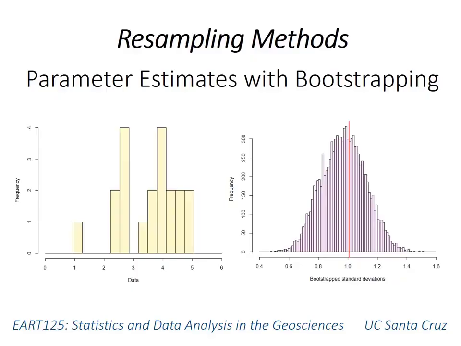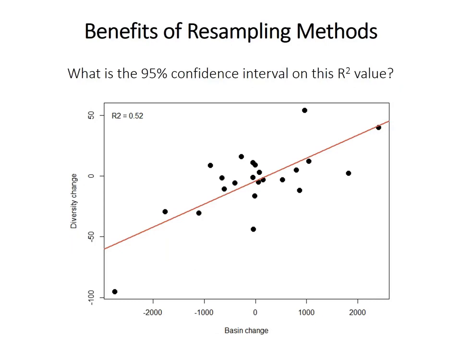This video is the first introducing a very powerful group of techniques called resampling methods, which includes something called bootstrapping. First we'll focus on using bootstrapping and these methods to estimate uncertainty, like confidence intervals, on a single parameter. So let's start with a motivating question like this one. What is the 95% confidence interval on this r-squared value? We calculated that r-squared was 0.52, but what's the uncertainty? There isn't a standard calculation for this, but we can use a resampling method to get this information.